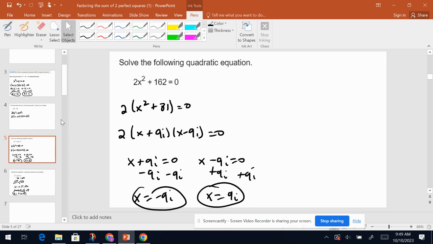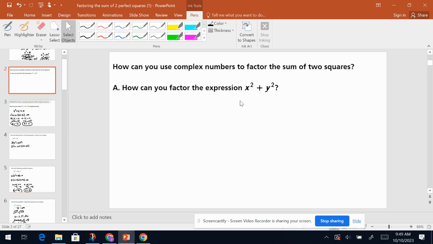And the last type of problem is one that involves just variables. Again, this is the sum of two perfect squares. x squared is a perfect square, y squared is a perfect square, and there's a plus. So this just simply factors to x plus yi, x minus yi. So again, know where I'm getting the yi from. y squared, if I take the square root of it, it's just equal to y. There's an i because this is the sum of two perfect squares.